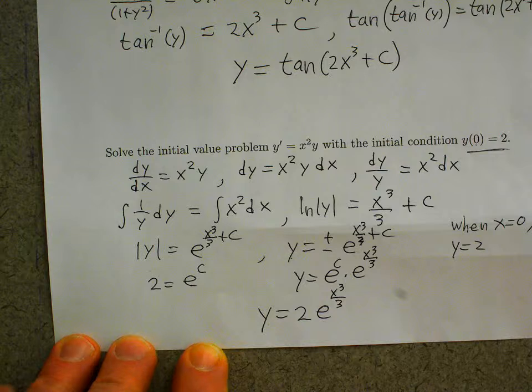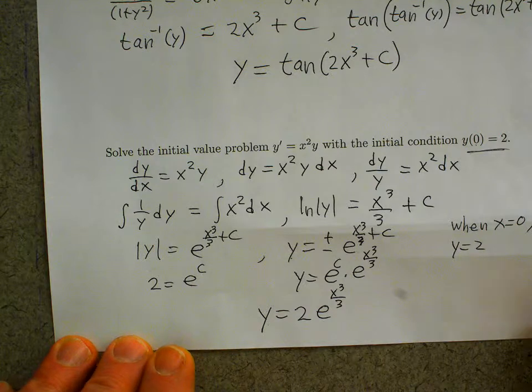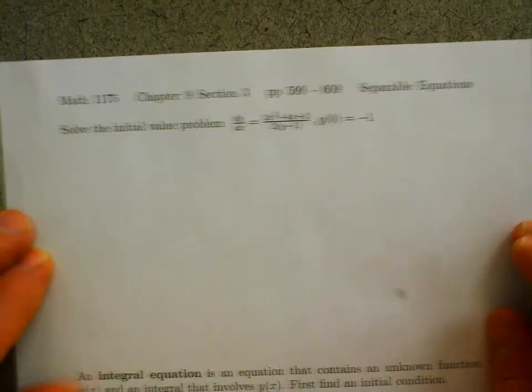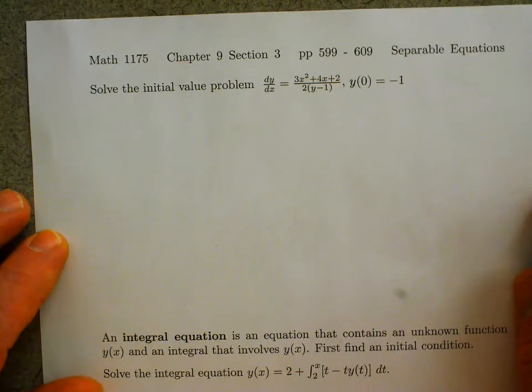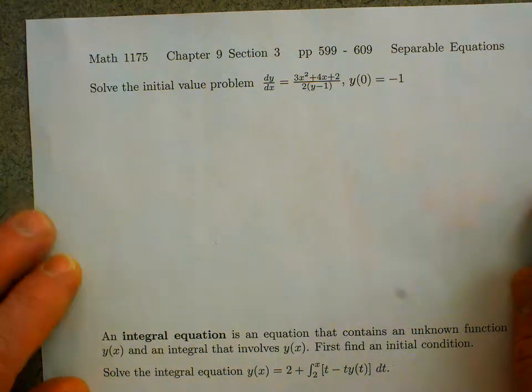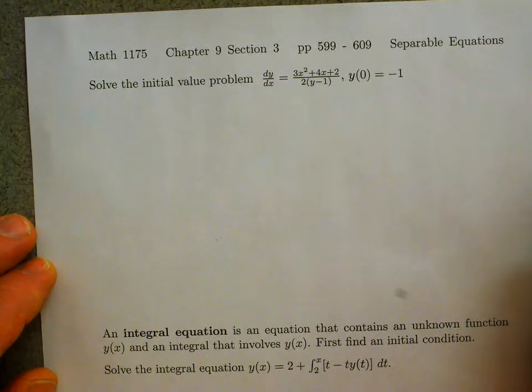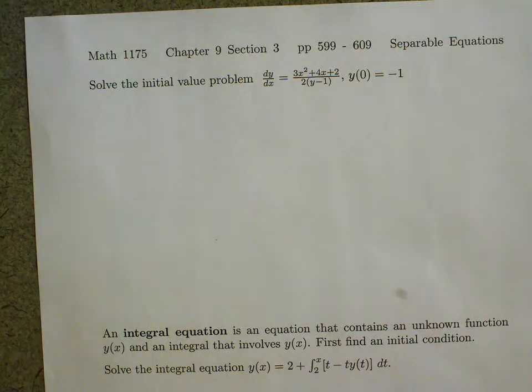Okay, let's look at a couple more examples. Solve the initial value problem. dy/dx equals (3x squared plus 4x plus 2) over 2 times the quantity y minus 1. And the initial condition is y of 0 equals negative 1.